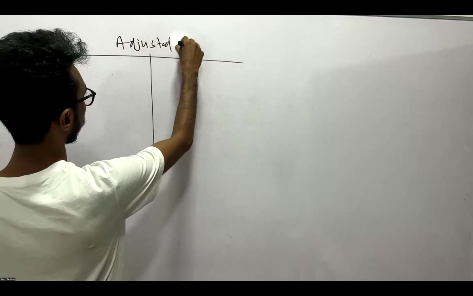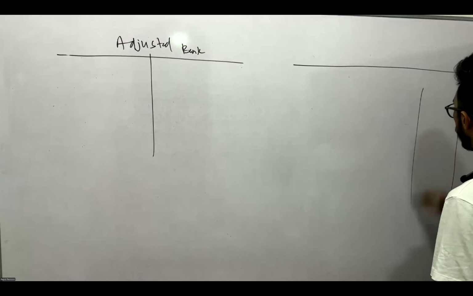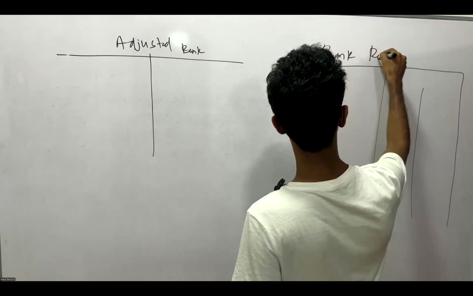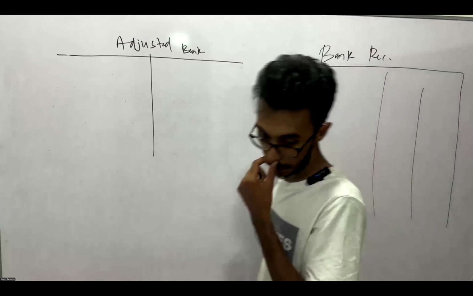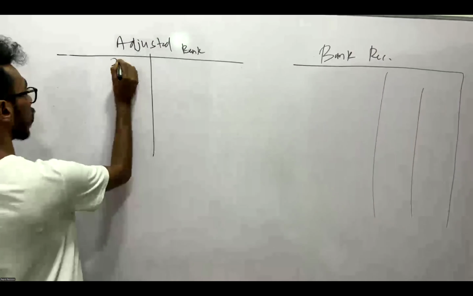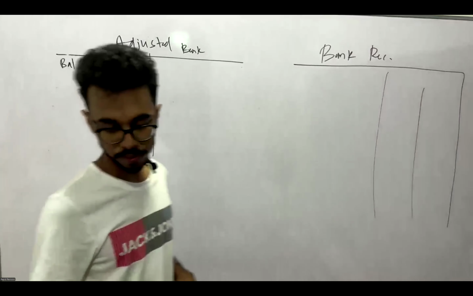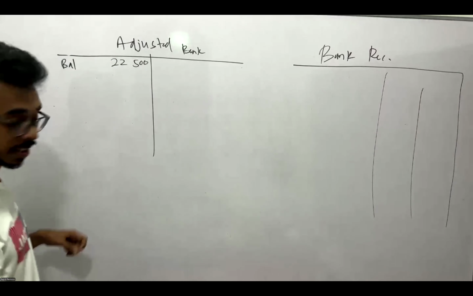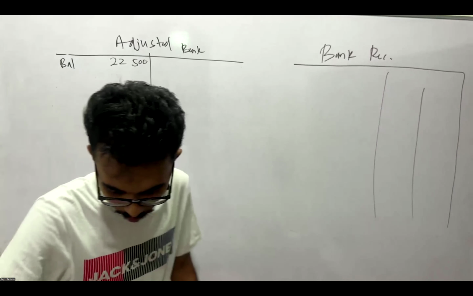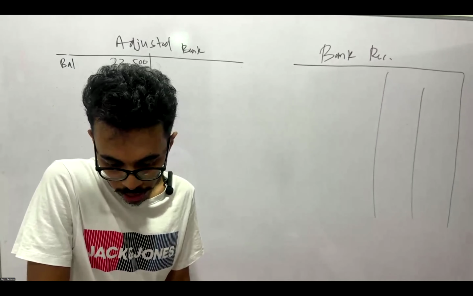I just start with the bank account. Then there is the bank reconciliation. Now the balance at the end of this bank account is rupees 22,500. Right? So for this balance, do we have any direct remittances? No, there are no direct remittances.